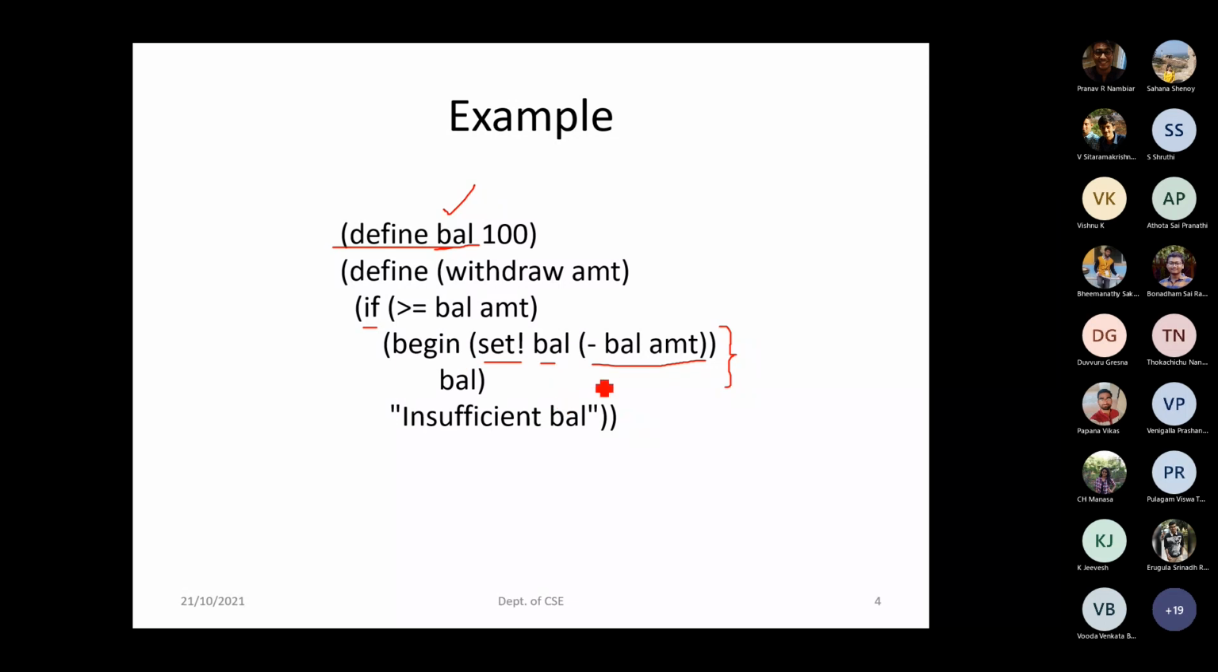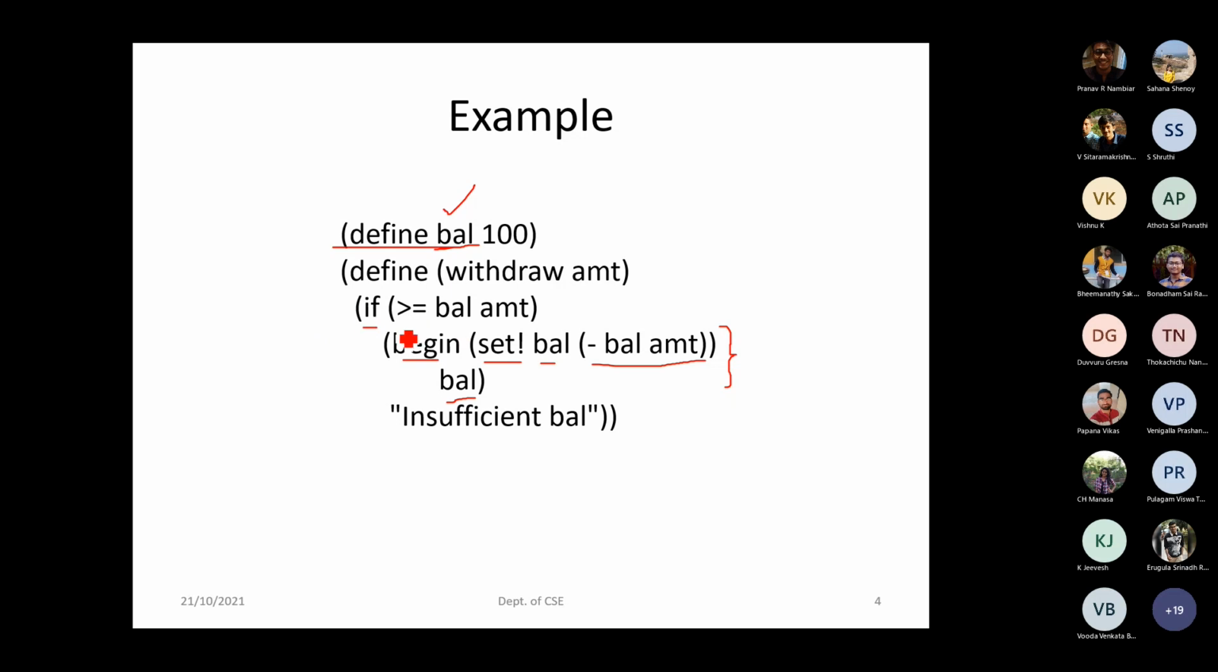If I have to make it one block, I will be using a begin statement. I will put this set! operation, that is the assignment operator, as well as the balance value which I have to return. These two are my expressions, and I have to make them a single block. For that, I will be using begin. The begin statement is used for making it a block, or in other terms, with respect to other programming languages, it is like putting it in opening and closing curly braces.